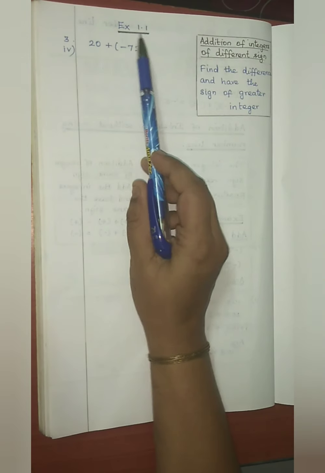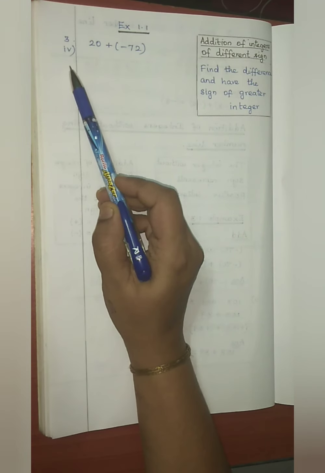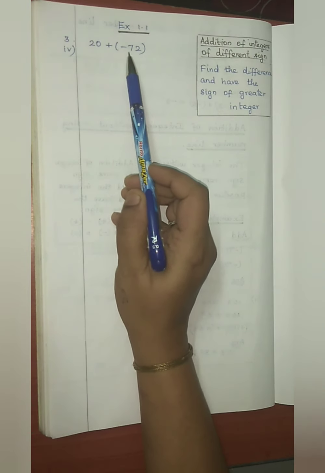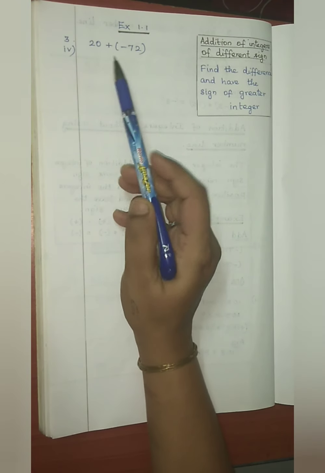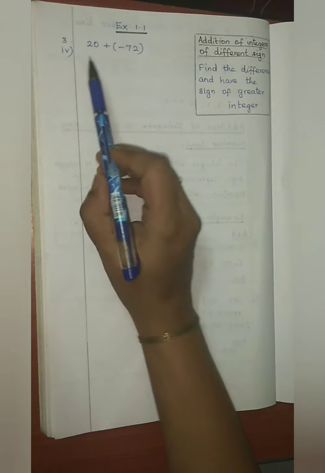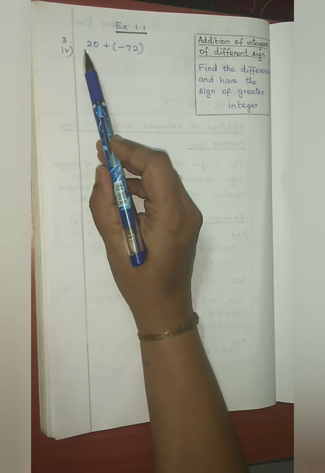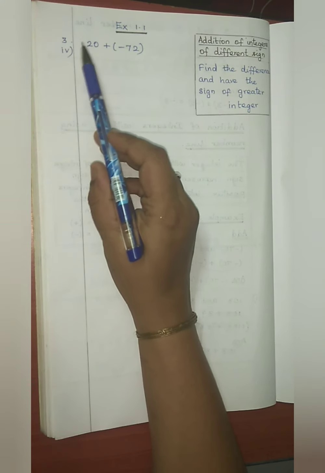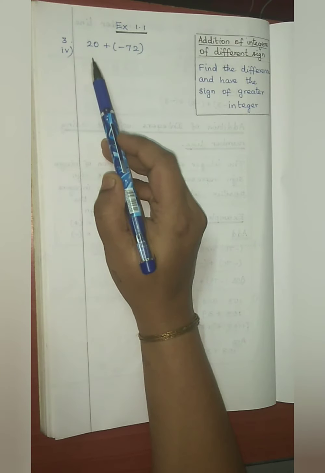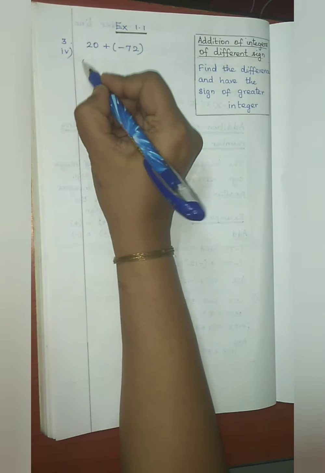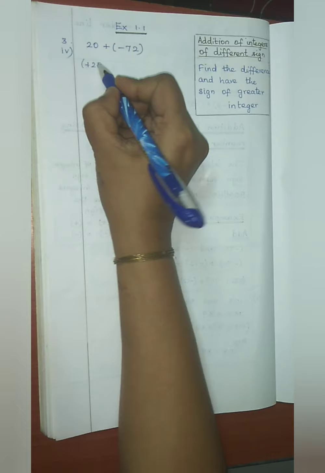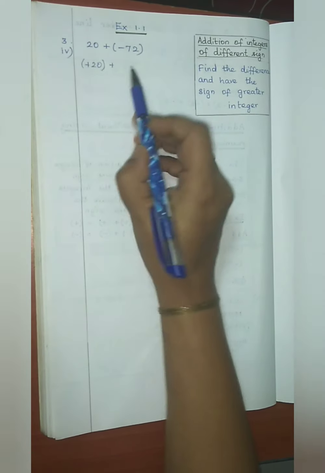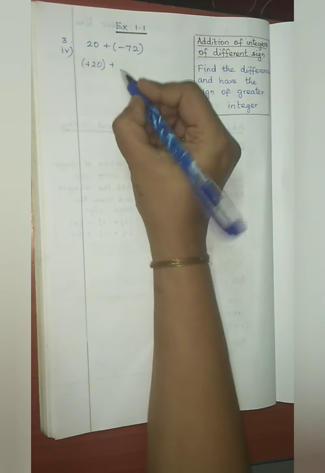Exercise 1.1. Third problem, fourth subdivision. 20 plus minus 72. See the first integer, we don't have any sign in front of it, so it represents a positive integer. So this is plus 20. Plus, the second integer is a negative integer.